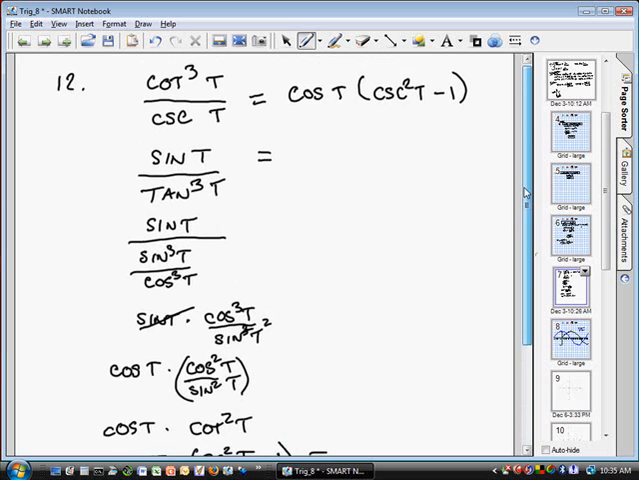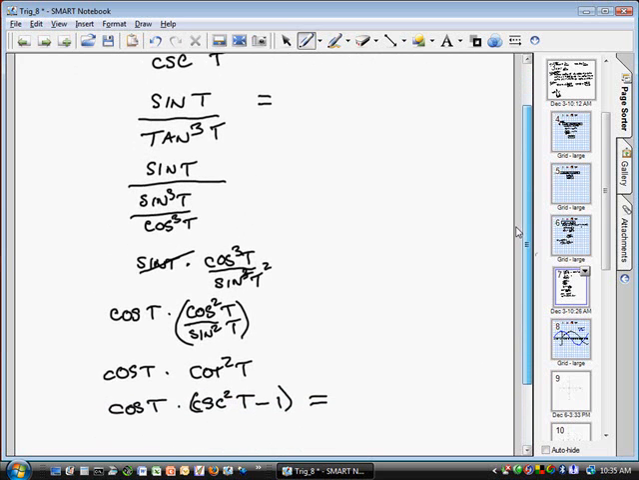Yes? The new identity I gave you, remember today, cotangent equals cosine over sine? Oh, sorry. And so cosine squared over sine squared is cotangent. Yep. Anybody else wondering how I got from one of the steps?